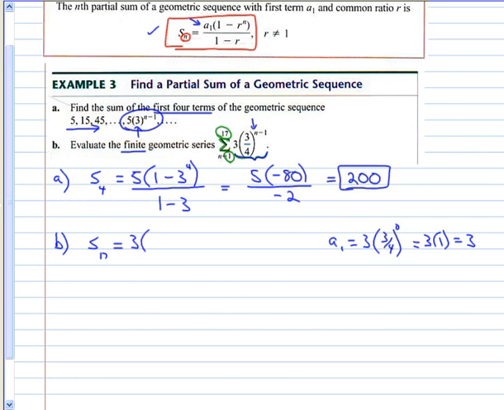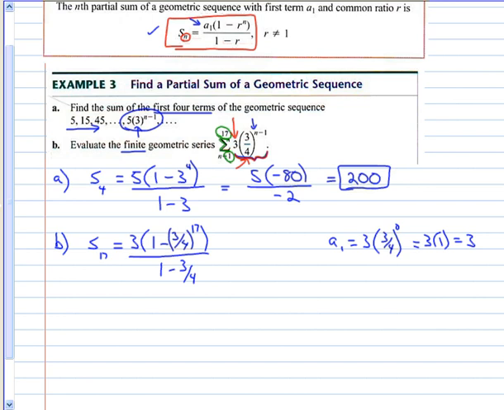Times 1 minus my common ratio. What's my common ratio? Well, if I come back to that general expression, my common ratio is right there. In fact, we could have even figured out the first term right there. Common ratio is 3/4, raised to the nth, 17th power. Close it up, and we're supposed to divide by 1 minus our common ratio.